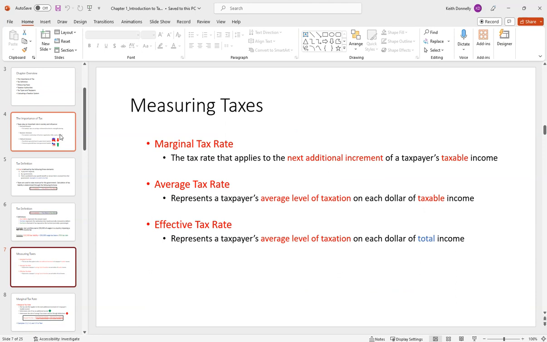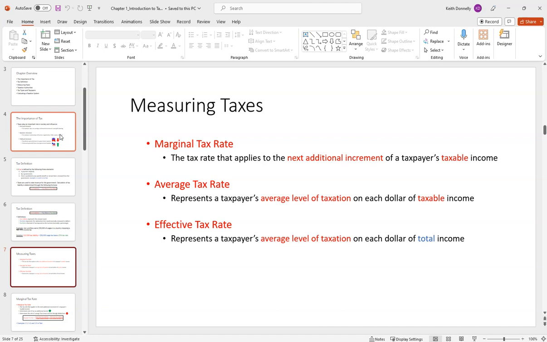We said you have your marginal tax rate versus your average versus your effective. The one thing to be aware of with regard to the marginal tax rate on the homework is when they ask for your current marginal tax rate. When they say that, what they're really asking is, what bucket are you currently in? Are you in the 39% bucket? Are you in the 12% bucket?